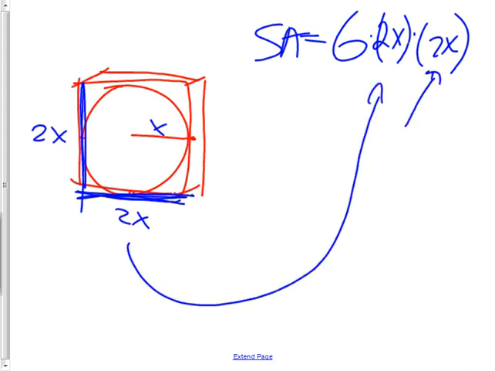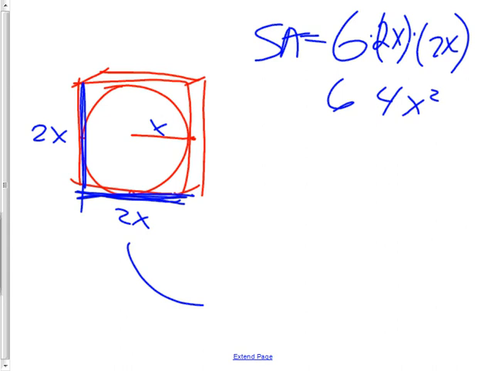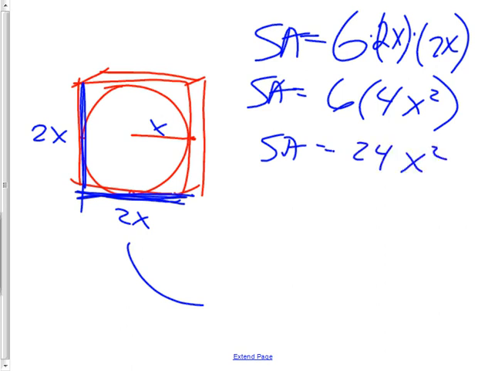Now, don't I have a function that has only x's in it? Yes. And now I'm almost done. All right, so what is 2x times 2x, by the way? 4x squared, very good. And then the 6 times that. So 6 times 4x squared. What would that be? Surface area is 24x squared. That seems important.